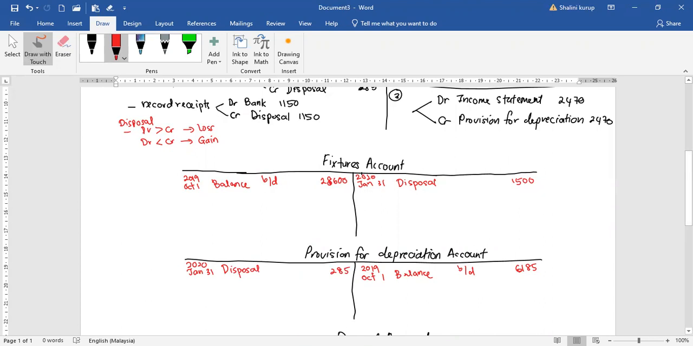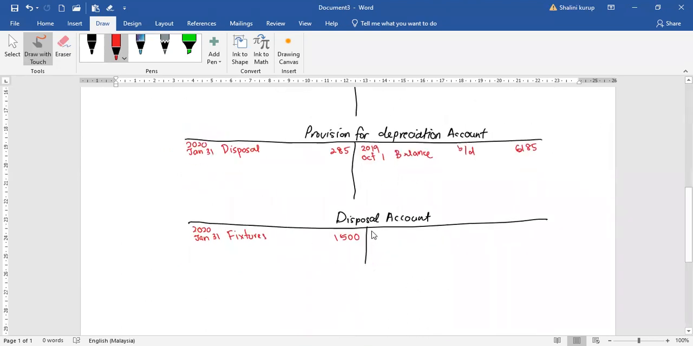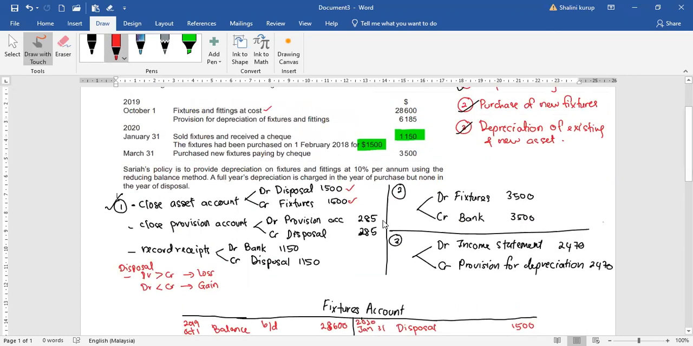Last but not least, you have to put it on the disposal as well. So 2020 January 31st, you write here provision for depreciation, and provision for depreciation here will be 285 as well. So you're done with the second entry. Both you're done. Now go to this, record the receipts.